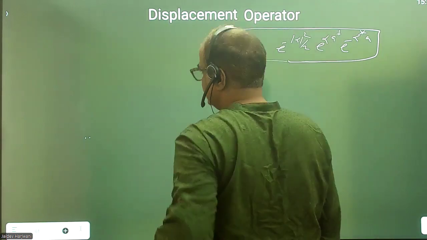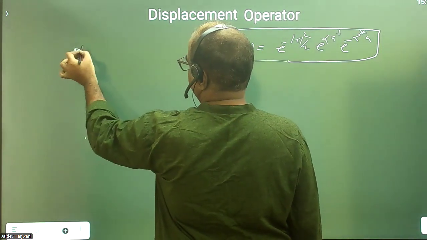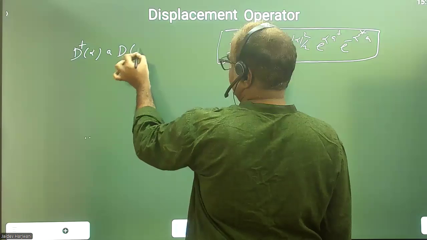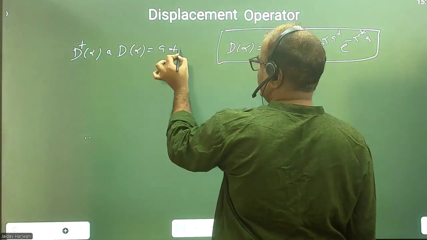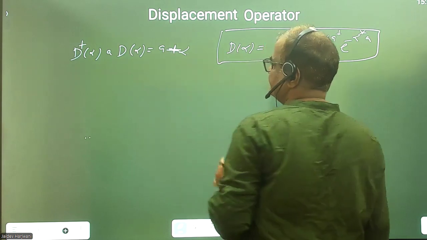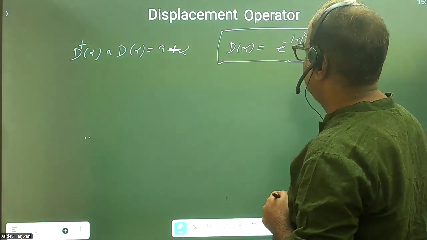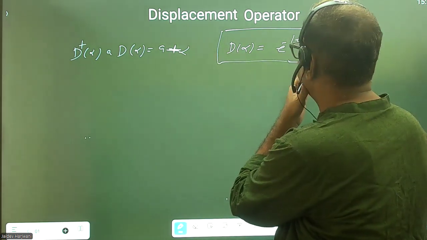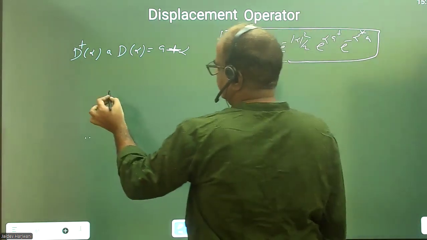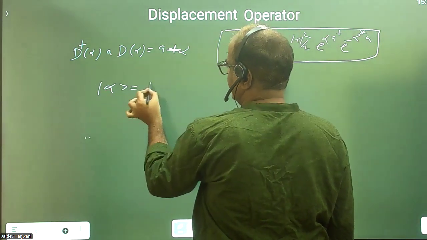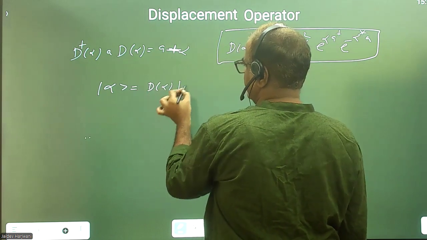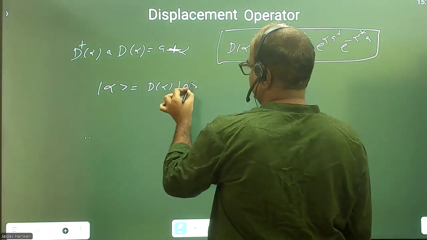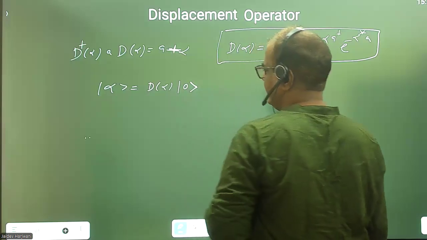So we have already seen that D bar alpha A D alpha is equal to A plus alpha. We have already proved this one. Now what I do, I know my coherent states are given by D alpha applying on the vacuum state. So when I apply this on the vacuum state, you get alpha.